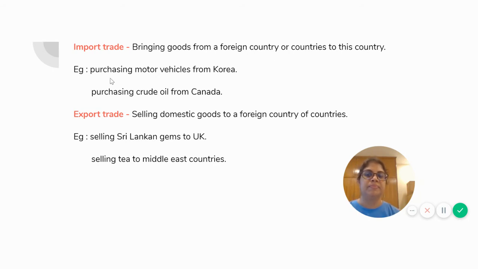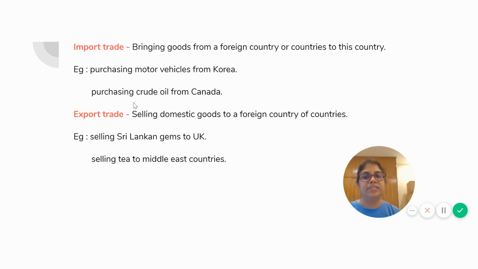As an example, purchasing motor vehicles from Korea will be an example of import trade. When a consumer in Sri Lanka wants a vehicle, a business involved in the motor vehicle or automobile industry must bring it from a foreign country to Sri Lanka. Then only you will be able to consume that good. So purchasing motor vehicles from Korea is one. Purchasing crude oil from Canada is another example of import trade.